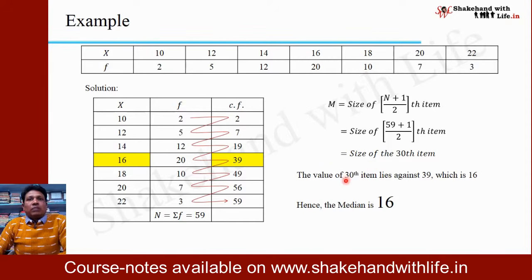Where is the 30th item? The 30th item lies in this cumulative frequency, the 39th cumulative frequency. Here lies the median. So the median value lying against this cumulative frequency is 16. So 16 is the median value for this data series. This way you can calculate the median for a discrete data series.